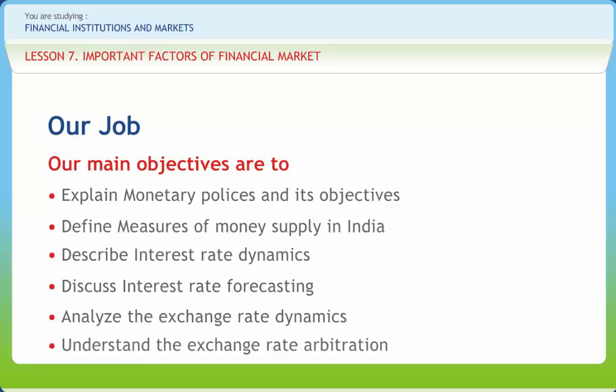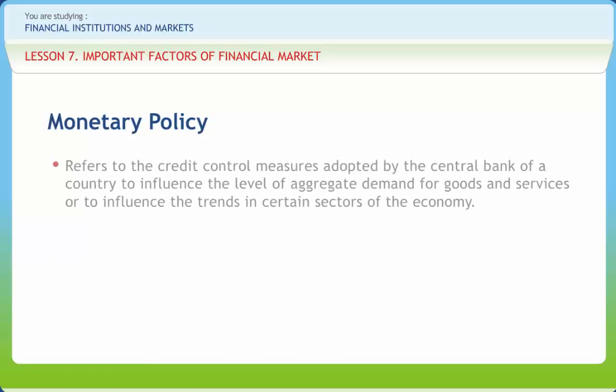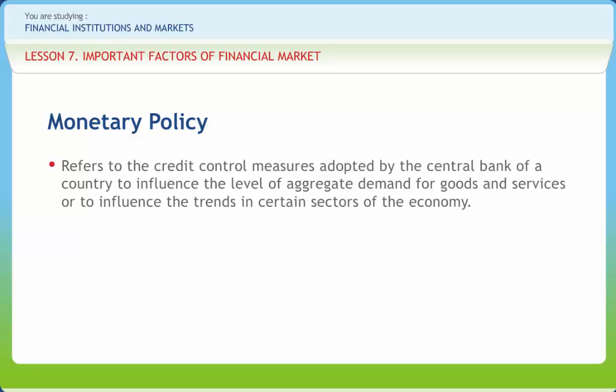rate arbitrage. Monetary policy refers to the credit control measures adopted by the central bank of a country to influence the level of aggregate demand for goods and services, or to influence the trends in certain sectors of the economy. Monetary policy operates through varying the cost and availability of credit. Objectives of monetary policy are: first is full employment. It is one of the objectives of monetary policy.